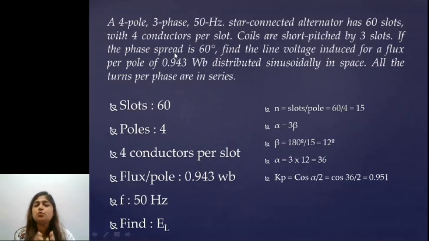हम लोगों ने distribution factor का एक derivation किया था. ठीक है. If you want, you can refer to that derivation video. I'll share the link in the description box. अगर आप Kd का equation देखोगे, Kd का derivation देखोगे, तो उसमें हमने m beta लिया था. जितने भी m slots per pole per phase रहते हैं, accordingly जो एक angle spread होता है, that is m beta. So that m beta is nothing but the phase spread, 60. So basically you are given m beta here.